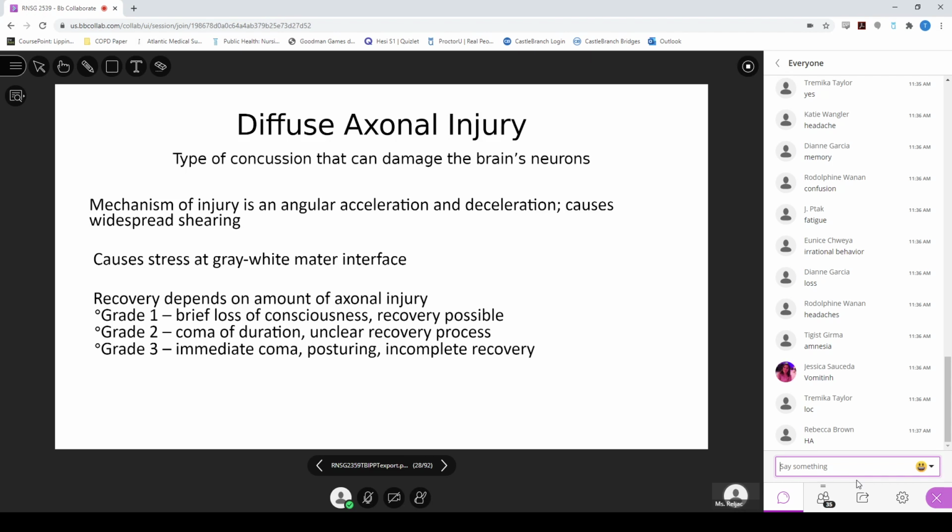Coma of duration would be a minute. They say coma, but it's more of loss of consciousness. If they're out for a minute or greater, that would end up being a grade 2. So if you've hit your head and you're on the ground and you're unconscious for a minute, then you probably have a grade 2 concussion. Okay, and grade 3 is immediate coma, and you have that posturing. You usually will not have a complete recovery with a grade 3.